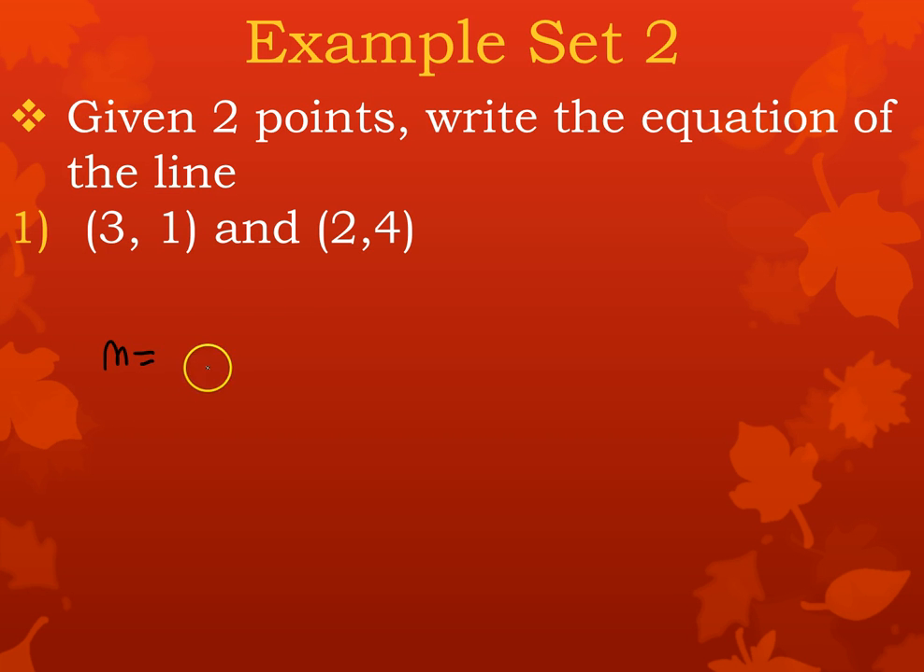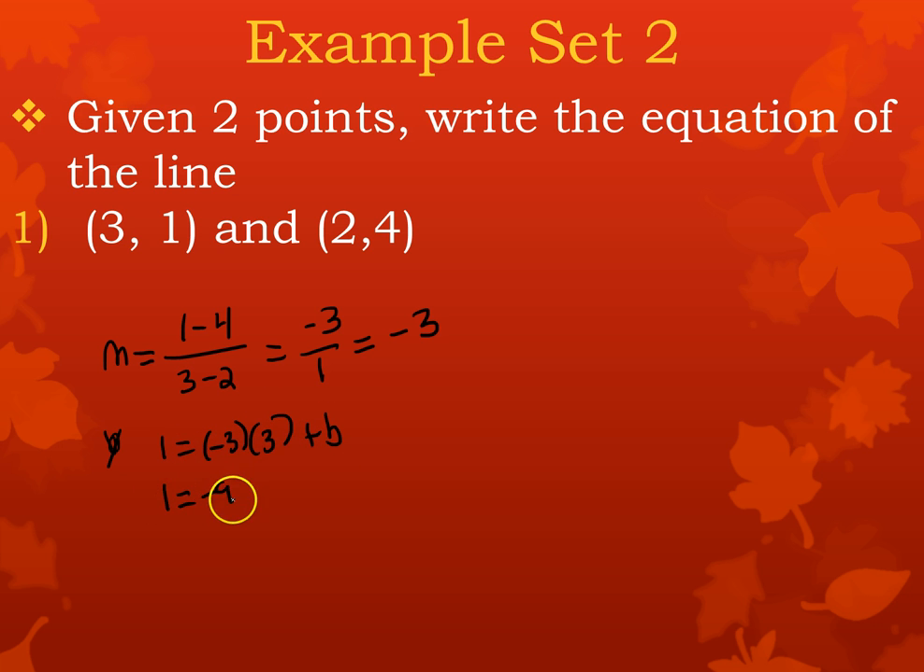So our slope needs to be found. We're going to do 1 minus 4, y minus y, over x minus x, 3 minus 2. Negative 3 over 1, so our slope is negative 3. Now, to write the equation, it doesn't matter which point you pick. I'll show it using both points. You'll get the exact same equation. So your y value equals m times x plus b. So 1 equals negative 9 plus b. We add 9. b is 10.